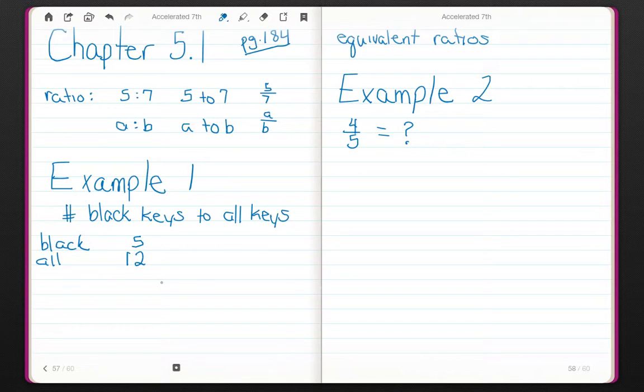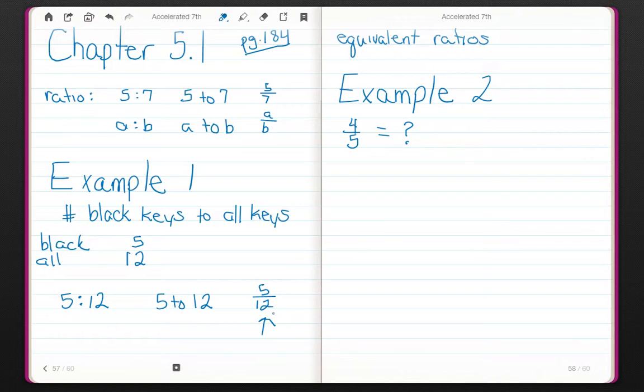So the 3 ways that I can write my ratio are 5 to 12, 5 to 12 using the word, and 5 to 12 using the fraction. If it does not specifically tell you which way to write the ratio, you can write them in any way. I would say that the most common is probably going to be in the division form because, as you'll see in example 2, that's the easiest to make equivalent ratios from.